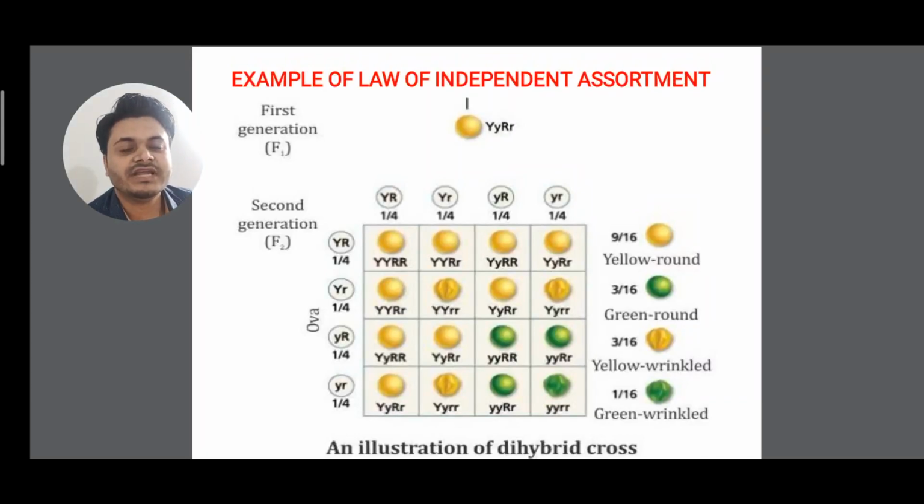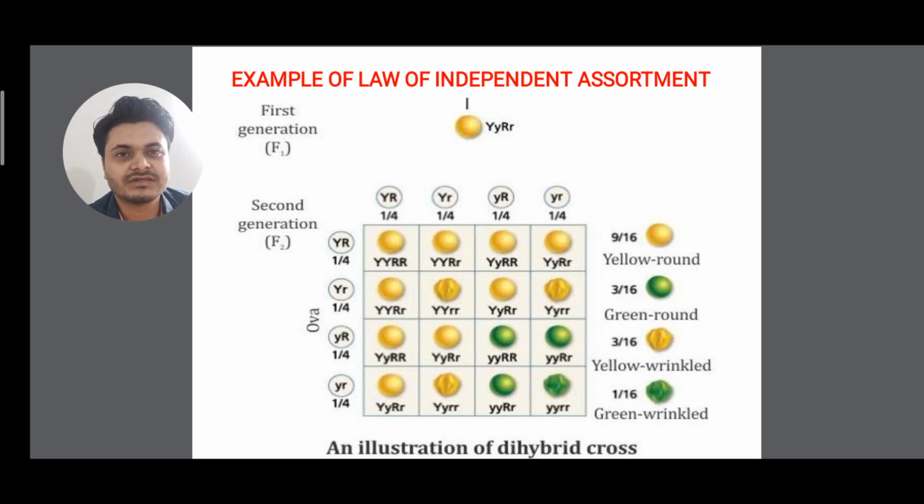So in the law of independent assortment, you can see one example I have given. I have said that in the law of independent assortment at least two characters are needed, so it is only possible in a dihybrid cross. Alright. So here they have taken color and shape. For color they have taken yellow and another contrasting character, green, and for shape they have taken wrinkled and round. Clear?